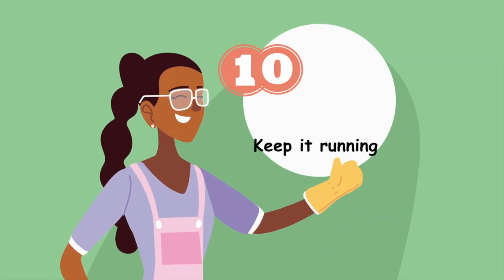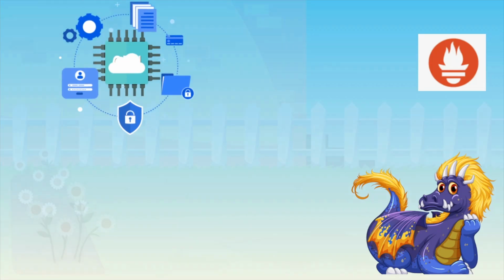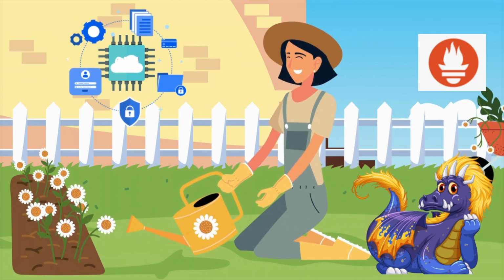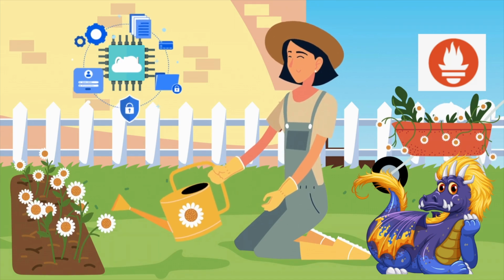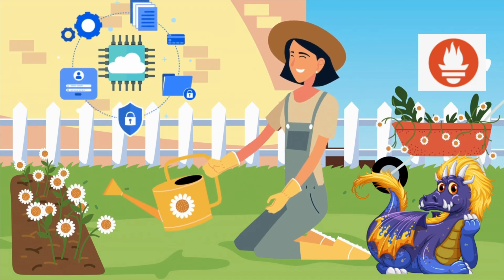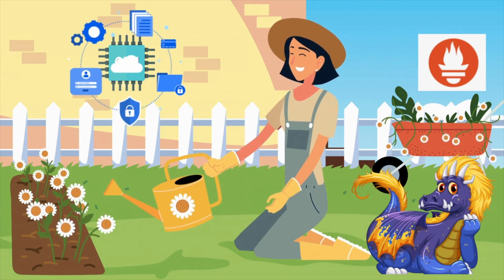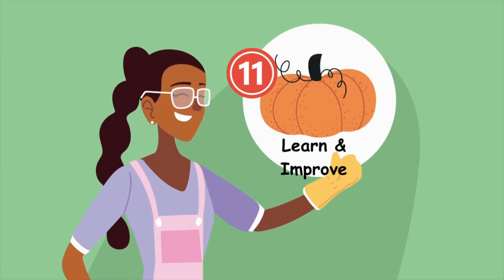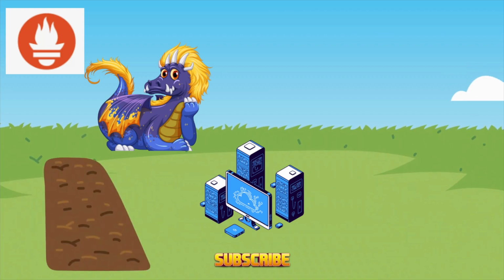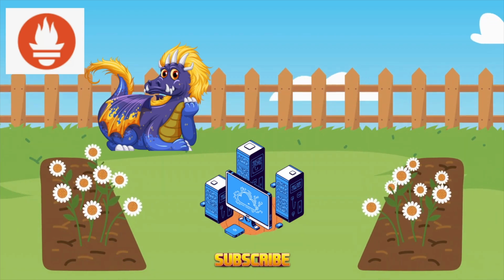Step 10. Keep it running. Make sure Prometheus keeps running all the time, just like how your dragon watches over your garden 24/7. Step 11. Learn and improve. Over time, you can learn more about Prometheus and PromQL to get even better at managing and monitoring your garden or your computer systems in the real world.